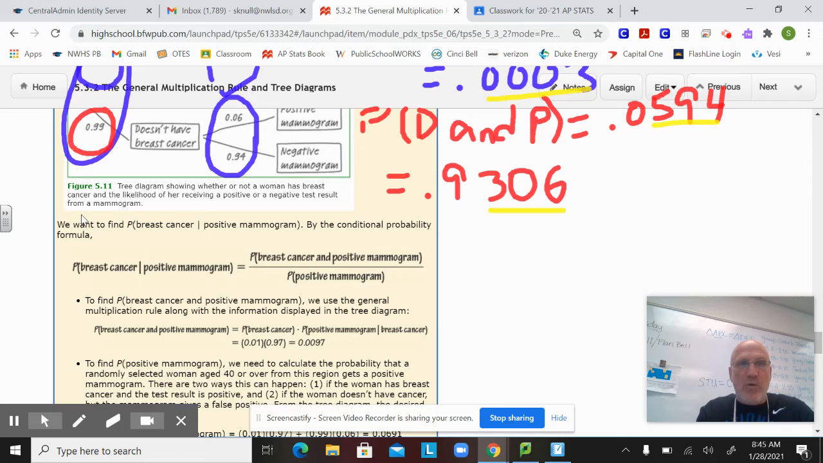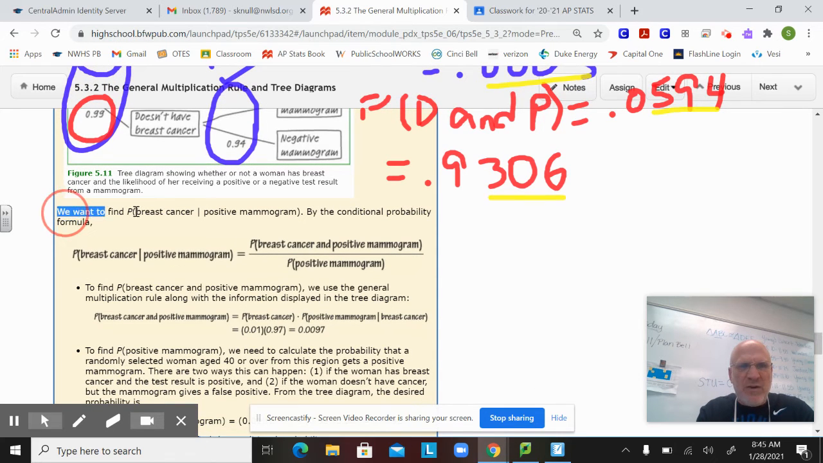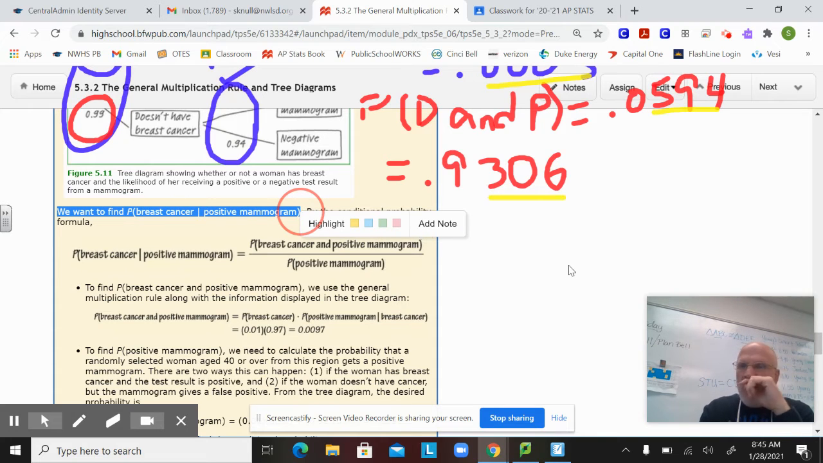Okay, there it is. It says we want to find the probability of breast cancer given positive mammogram. Now, we have a formula for that. The probability of A given B is the overlap over the second one. So the overlap would be breast cancer and positive.